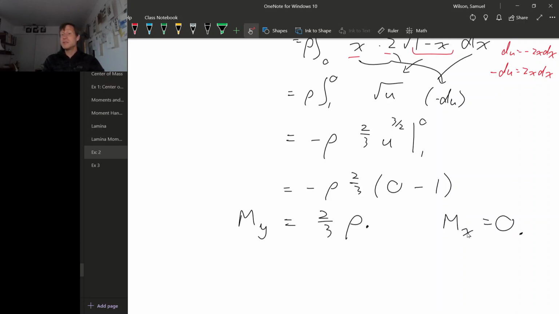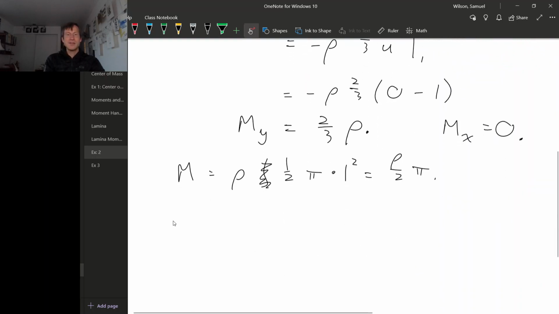So the last piece we need to find the center of mass of this thing is to know what the mass is. The mass is the density times the area of that region. That region is a semicircle, so we could calculate the area using an integral, but it's half of a unit circle. So its area is 1/2 pi times the radius squared, and the radius is 1. So rho over 2 times pi is the mass.